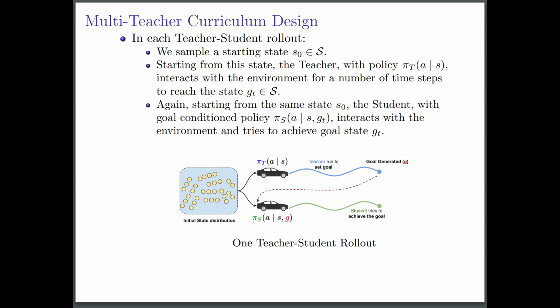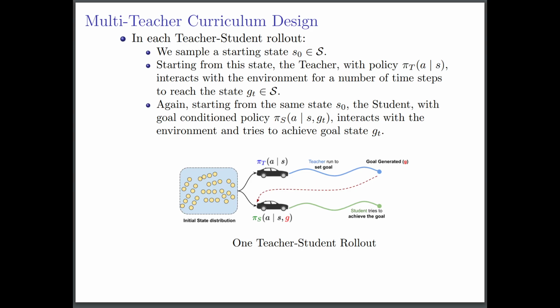The following figure represents one teacher-student rollout. In each teacher-student rollout, we sample a state S0. This is used as the initial state. Starting from the initial state S0, the teacher interacts with the environment for a fixed number of time steps to reach the goal state G. This state is used as the goal while teaching the student.